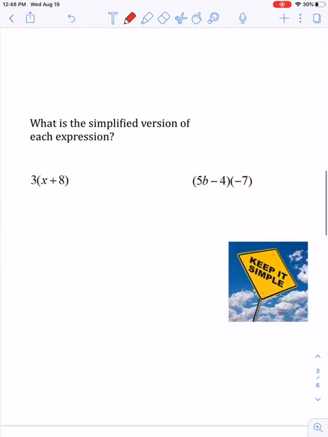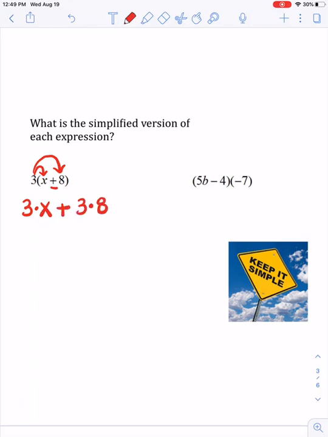So if we just do a couple examples here, again, I take what's on the outside of the parentheses, and I know that I have to distribute it to everything on the inside. What I like to do is draw arrows, so I am reminded what I have to multiply together. So I have to take 3 times x, and plus, I have to take 3 times 8.